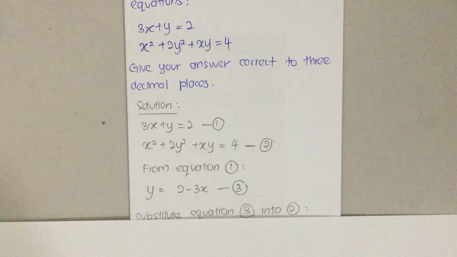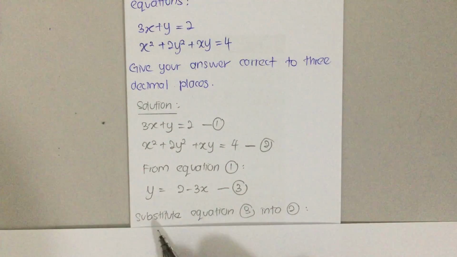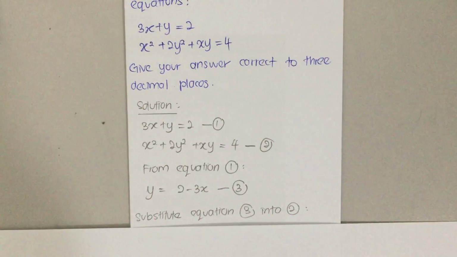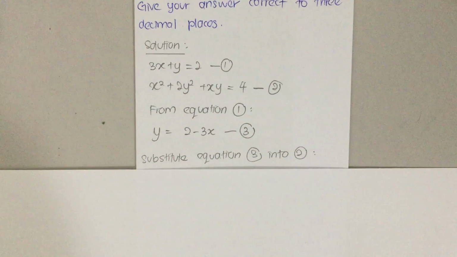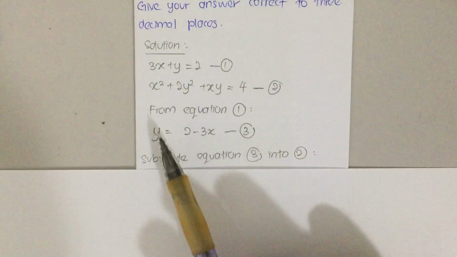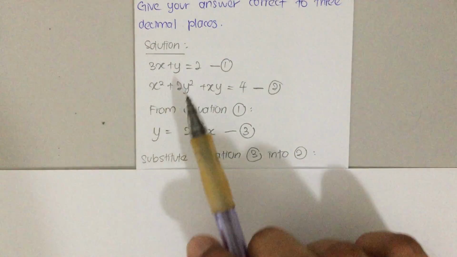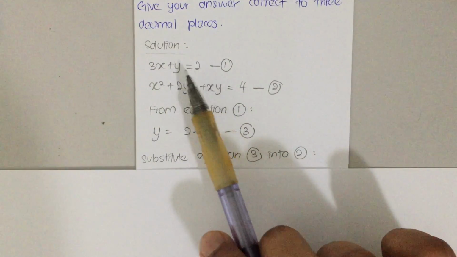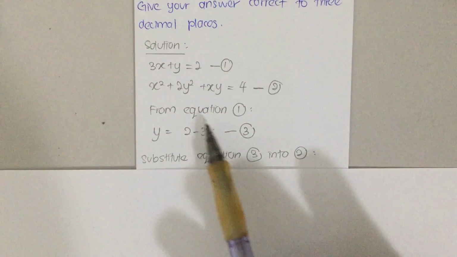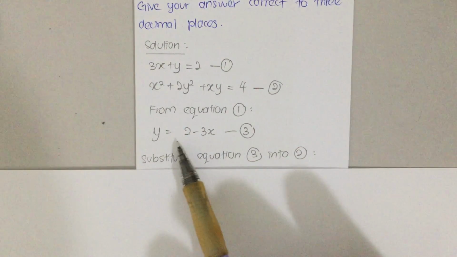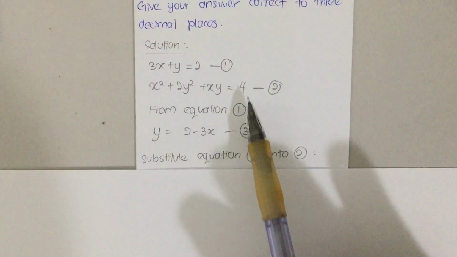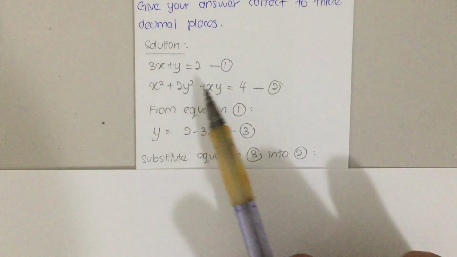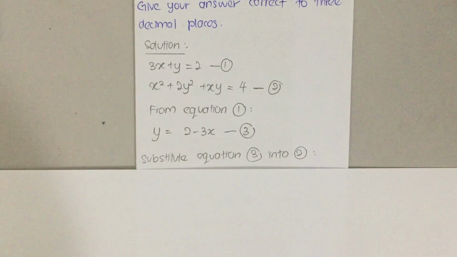So what we're going to do now is substitute equation 3 into equation 2. Why are we doing the substitution method? Because basically guys, we have 2 unknowns and 2 equations. So what we are doing now is using the linear equation to form an expression of y in terms of x, which is 2 minus 3x, to turn these two unknowns into one unknown, so that it is easy to solve. That is the purpose guys.